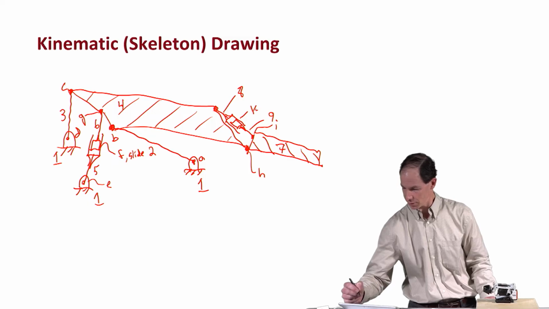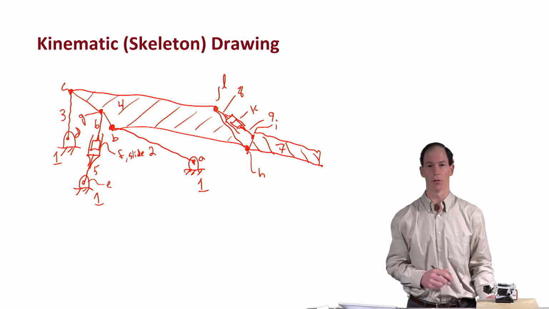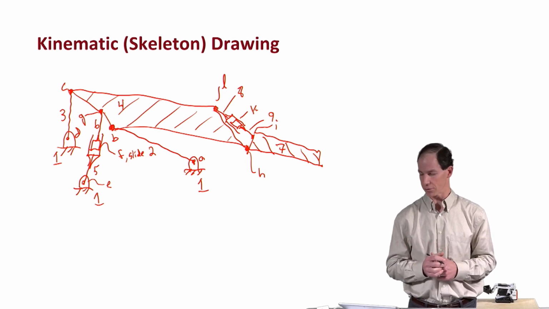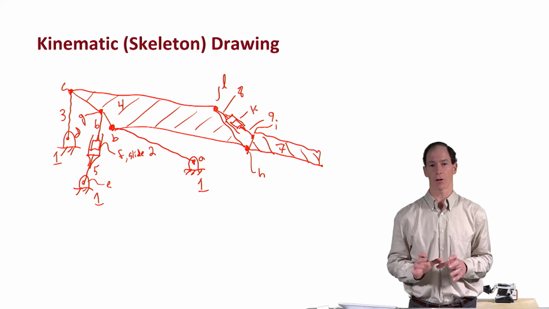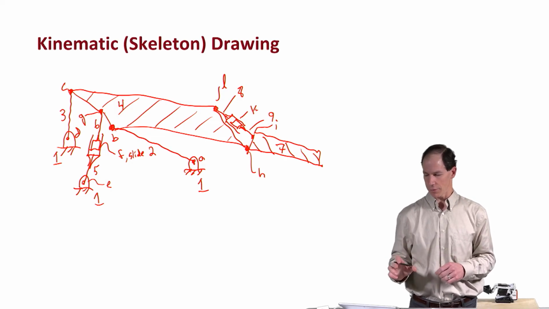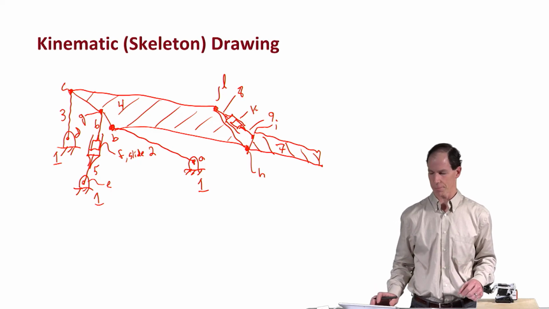K will be the cylinder. And then we'll do L up here. So quite a few joints in this loader mechanism. So now I've completed what I call a completed kinematic diagram of the vehicle, labeled all of the links with numbers and all the joints with letters.